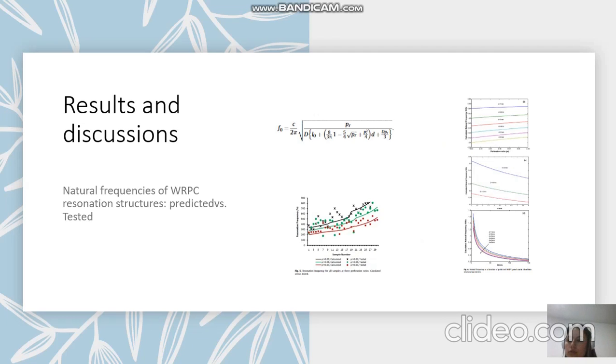Results and discussions. According to the equation, the natural frequency of a resonating system containing a perforated panel is decided by four structural parameters: perforation radius, cavity depth, panel thickness, and aperture size. The figure presents the fitted or calculated values from the equation and the test data.